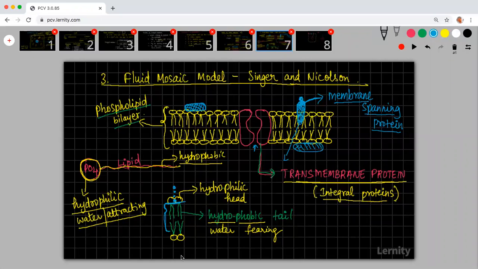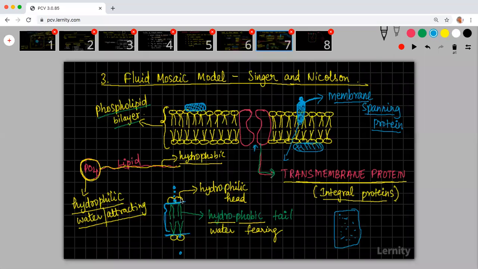Similarly, if a water molecule has to go from inside the cell to outside, it can go till this particular point, but water cannot go in between. Which means a cell will not lose water unwantedly. Inside the cell, water cannot come just like that, and outside the cell, water cannot go out. If water has to move, it has to move only through the transmembrane proteins, not through the layer. That is why the transmembrane proteins are there.